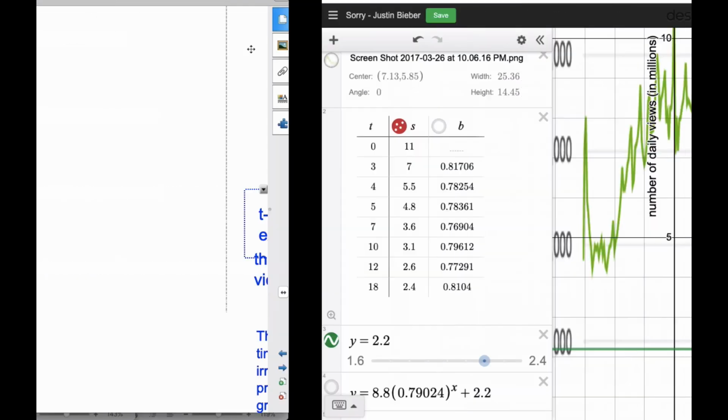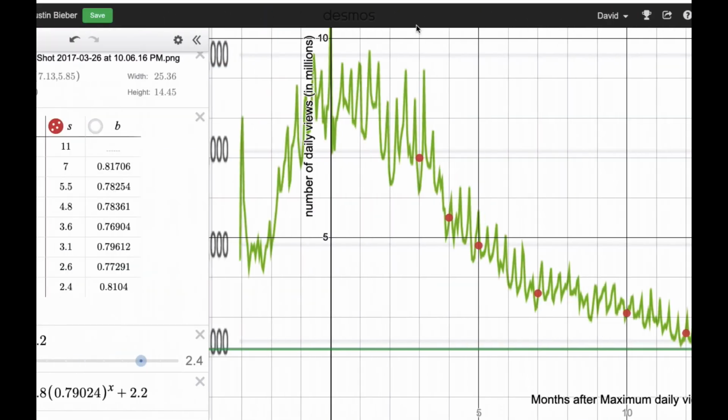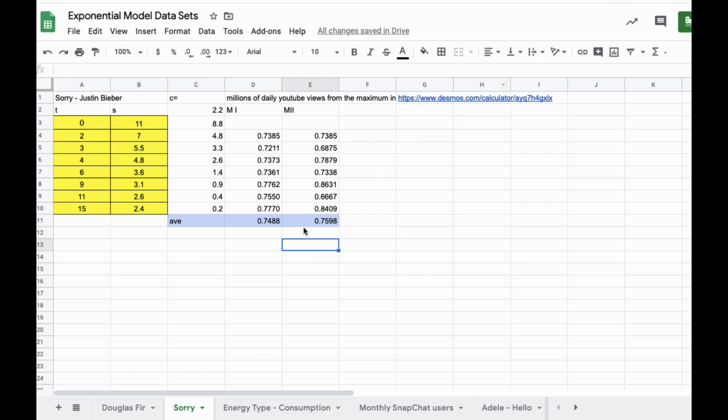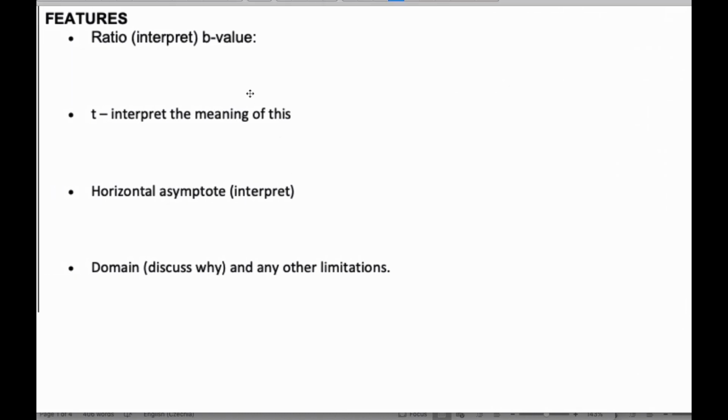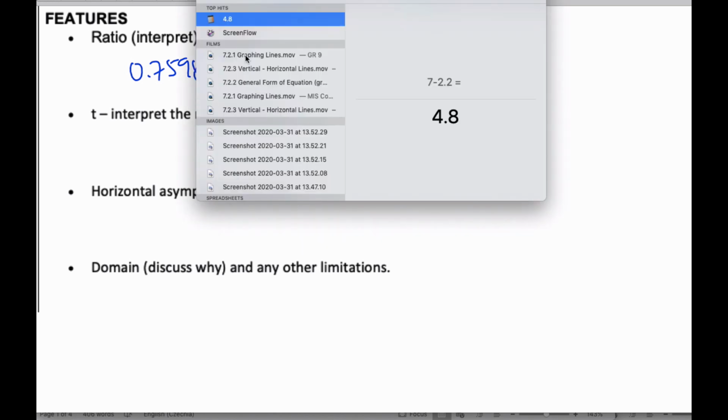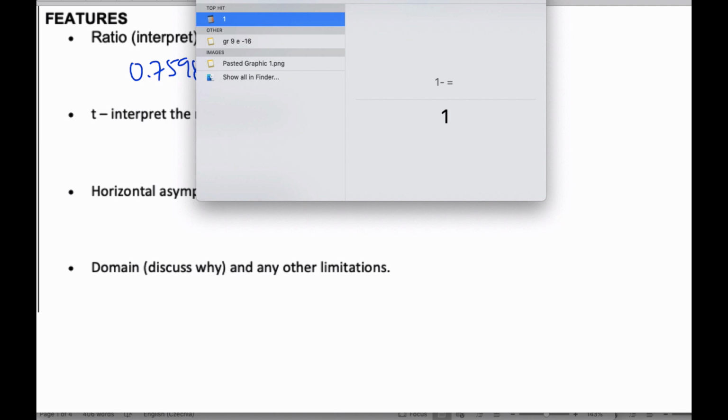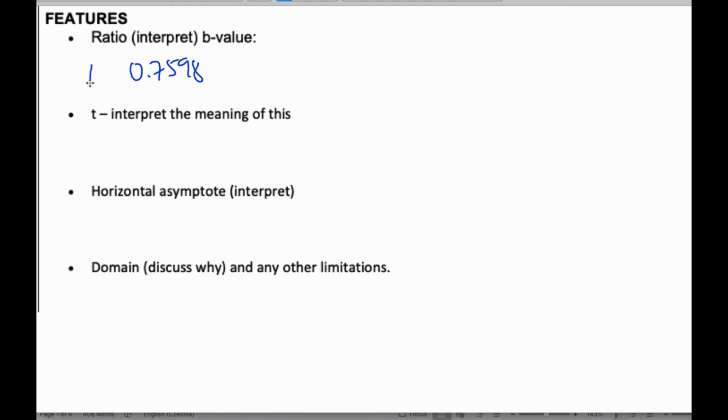Similarly, our B value, if you choose to get a B value, let's say the B value is 0.7598. That means if I subtract it from 1, 1 minus 0.7598, I get 0.2402. So when I subtract it from 1, I get 0.2402. That means there is a 24% decrease in daily views.